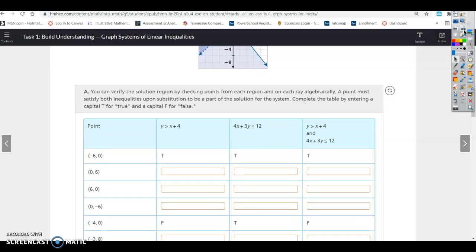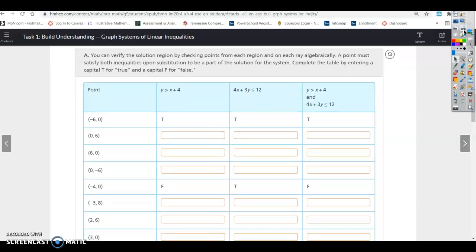All right, so it says you can verify the solution region by checking points from each region and on each ray algebraically. A point must satisfy both inequalities upon substitution to be a part of the solution for the system. Complete the table by entering a capital T for true and a capital F for false. All right, so they're giving us points. Remember, it's an X and a Y, and all we have to do is substitute that in.